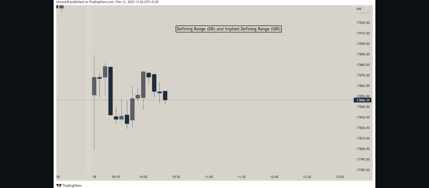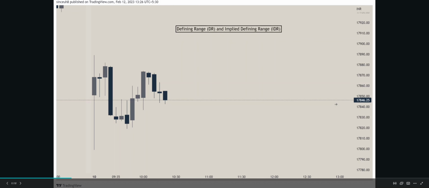This model is not used during high impact news days like the budget day, the election day, when there is a speech yet to be given by the Prime Minister, President, Finance Minister and the RBI Governor, and days like RBI policy days and FOMC days. These setups do work during those days, but the probability is really lower, so we are eliminating those days. So if you believe in ICT's teachings that the price action is being controlled by some algo, then this DR and IDR is a crucial part of how the algo was programmed. So now let's get started.